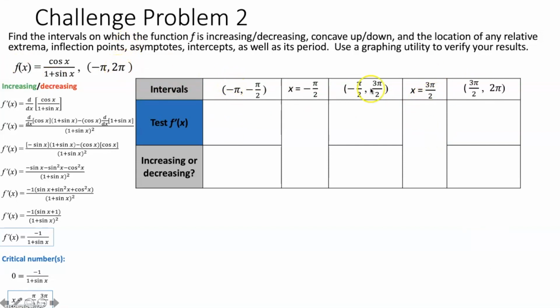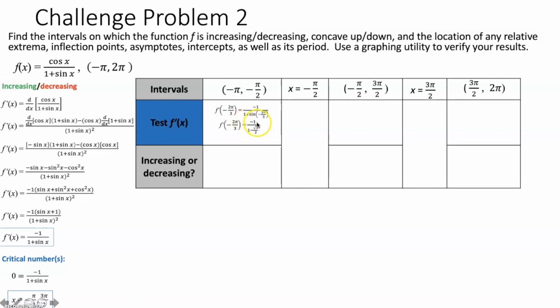Now, we're going to pick test x values on each of these intervals to plug into our first derivative down here, and then see what the sign is of the number that we get out. If we get a positive number, that means the function is going to be increasing on that given interval. If we get a negative number, the function is going to be decreasing. So let's pick a test x value on this given interval. How about negative 2 pi over 3? If I plug in negative 2 pi over 3 for x in our first derivative down here, and I simplify, I end up getting negative 1 over 1 minus rad 3 over 2.